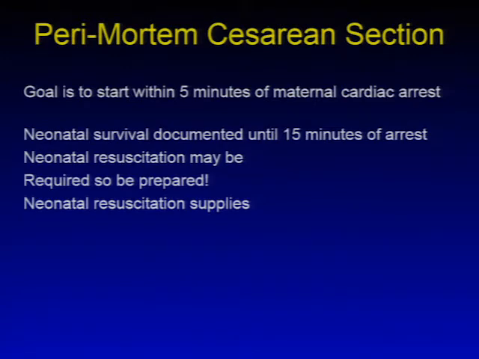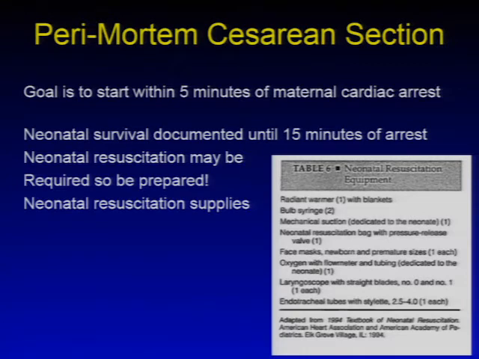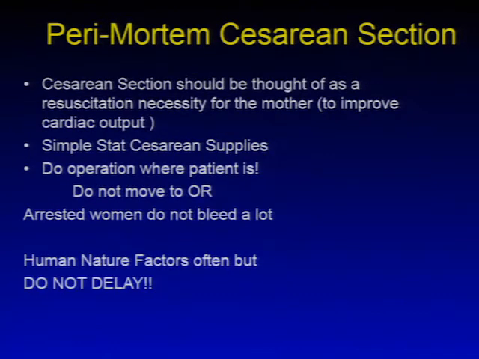The perimortem C-section, the goal is to start within 5 minutes of maternal cardiac arrest. Very good neonatal survival has been documented until 15 minutes of arrest, and neonatal resuscitation may be required, so be prepared with the things such as in the neonatal resuscitation equipment list here, and have a supply of neonatal resuscitation equipment portable for such emergencies.